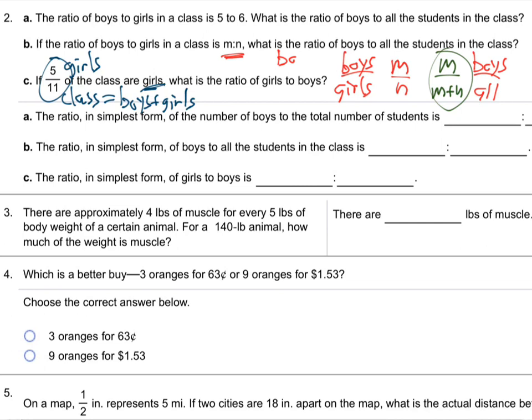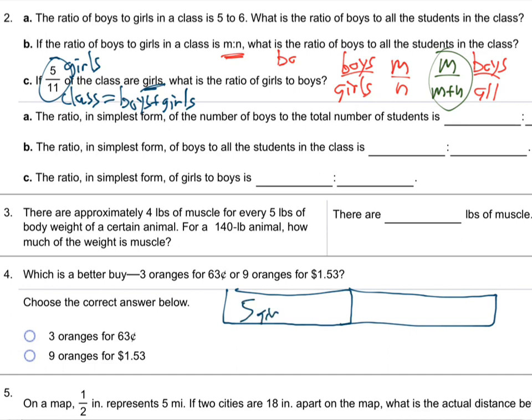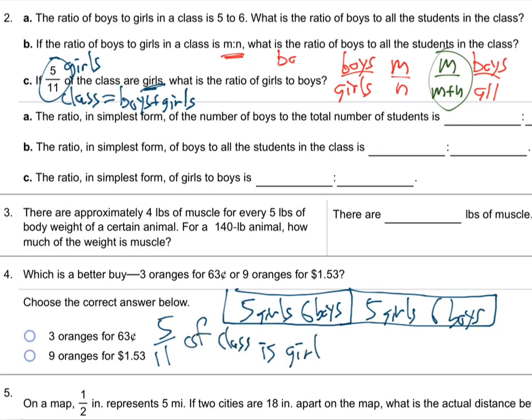Again, that doesn't mean there's exactly 11 students. We could have 22 students, for example, right? I could have 5 girls, 6 boys, and 5 girls and 6 boys. That would be 5/11ths of the class that is girls, wouldn't it? Because 5 out of every 11 are girls.